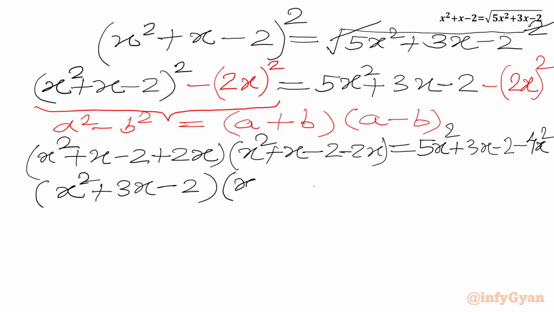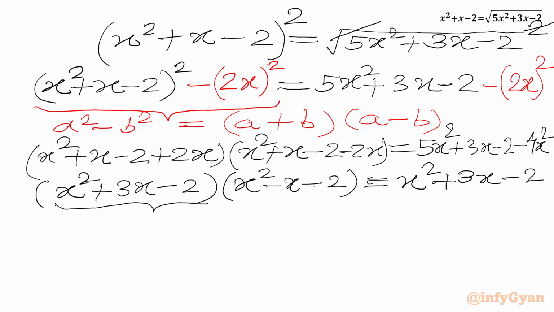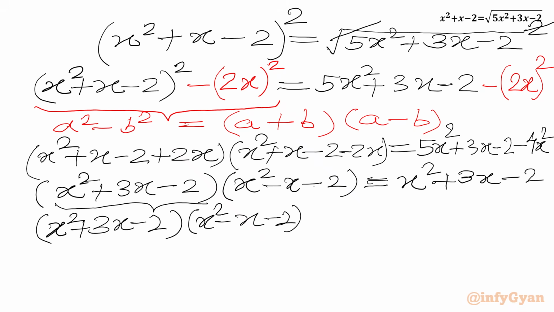From the second bracket we will simplify and write x square minus x minus 2. From the right hand side, 5x square minus 4x square is x square. Then we will write plus 3x minus 2, which is available here. We will take all the terms to LHS and write (x square plus 3x minus 2) times (x square minus x minus 2) minus (x square plus 3x minus 2) is equal to 0.